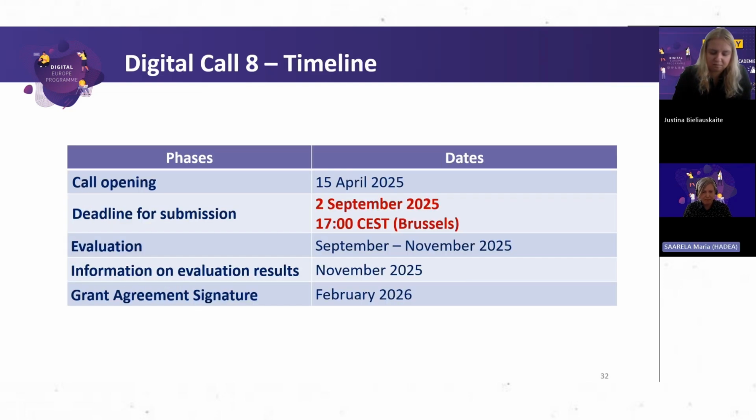This is the overview of our timeline. Deadline for submission for all the topics is 2nd September. Evaluations will take place in September and November, and you will hear from us, both approved and rejected projects, in November, and then we expect to sign the new projects in February next year.